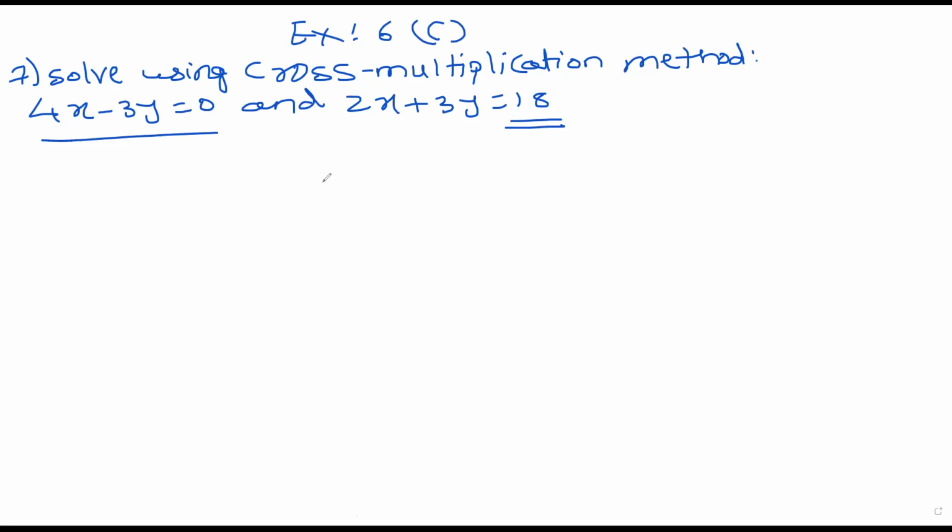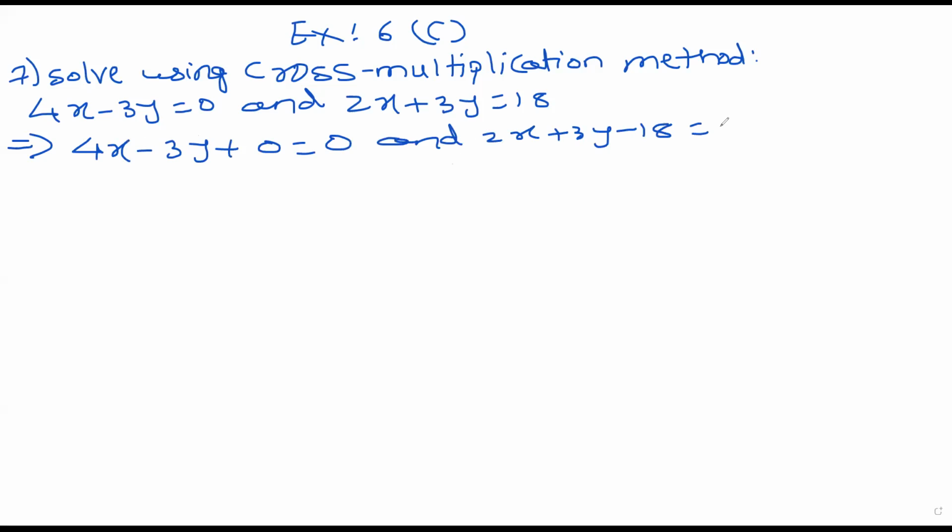Now there is no constant term in the first equation. That means what is the constant term? 0. Don't panic. There is no C1, in fact, it is 0. So now we will make sure that we have 4x minus 3y minus 0, or plus 0, doesn't matter, is equal to 0, just to make sure. And we have 2x plus 3y minus 18 equal to 0.